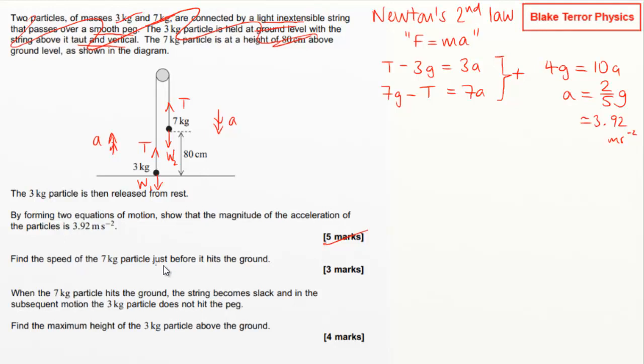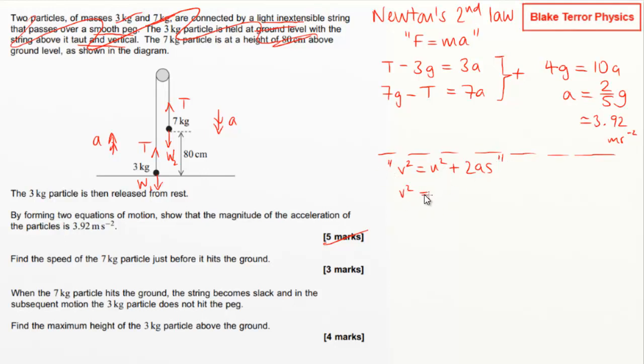Now we've got to find the speed of the 7 kilogram particle just before it hits the ground. Right, there are various approaches to this one. The quick one, because forces aren't changing, is that we can use suvat. If forces aren't changing, the acceleration isn't changing. So we could jump in and use v squared equals u squared plus 2as, because we've got a, u and s, and that'll give us v. So let's start off with that one.